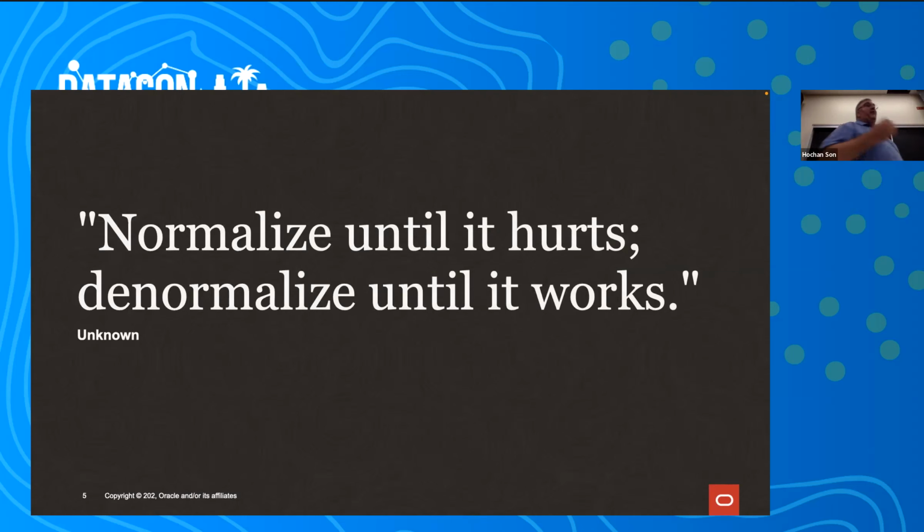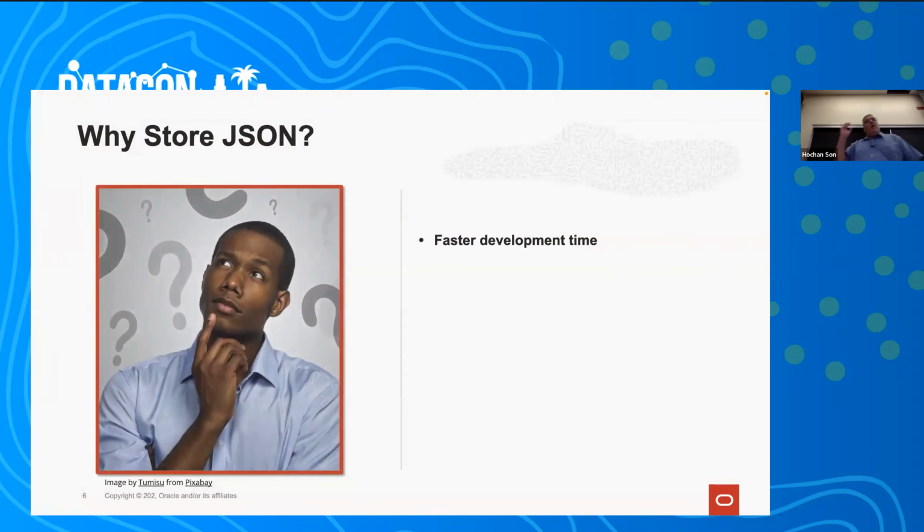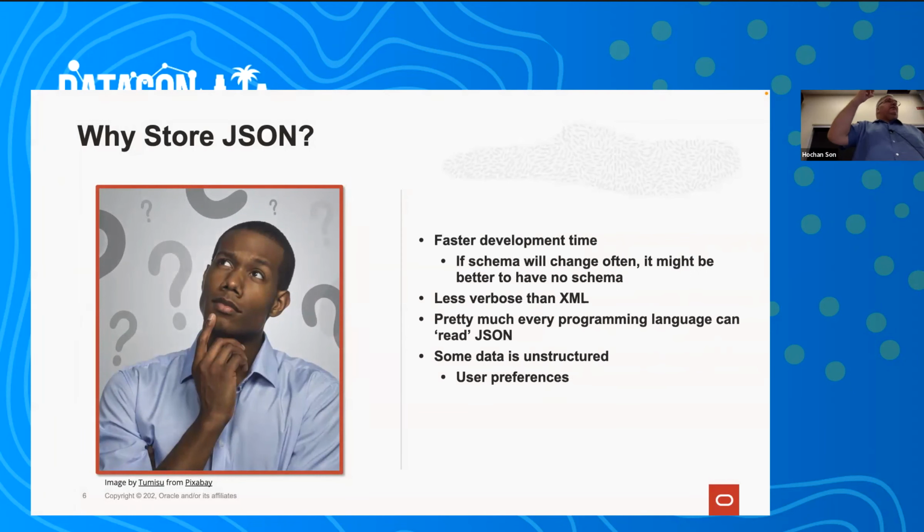I don't remember where I first heard this, but I remember it being very early in my career as a developer: normalize until it hurts, denormalize till it works. When I first started looking at some of the JSON stuff that's available, not just in MySQL, but in other databases, this came to mind because when you're storing JSON in the database, to me, it almost seems like we're denormalizing. I'm going to explain why that is sometimes a good thing. So why would we store JSON in a database instead of in relational tables?